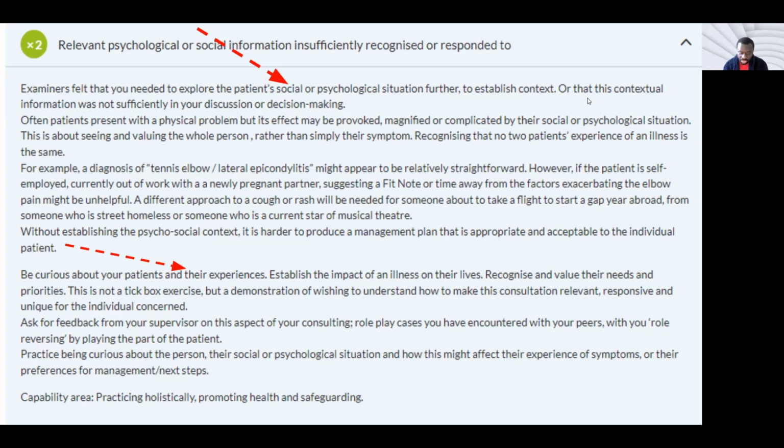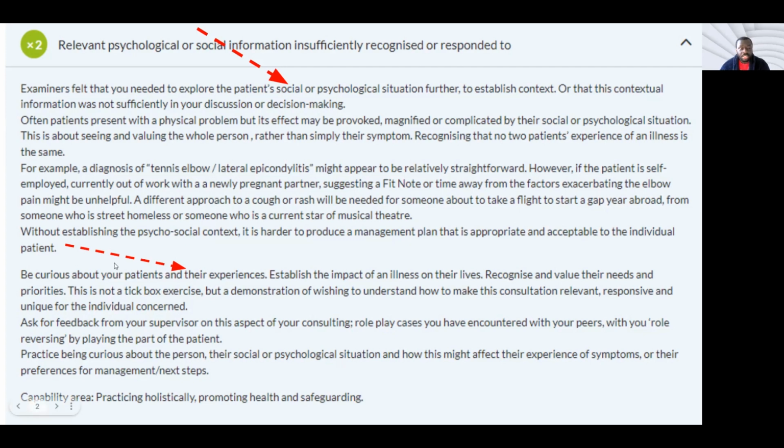Someone with maybe Dupuytren's contracture, for instance, what do they do? How is it affecting them? Carpal tunnel syndrome pain, how is it affecting them? What is this pain restricting or stopping them from doing? You need to elicit all of those kinds of things.